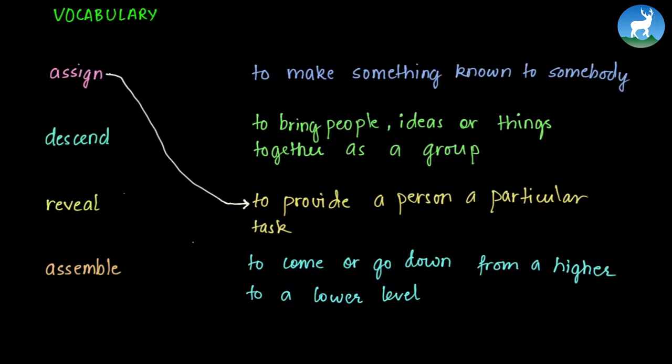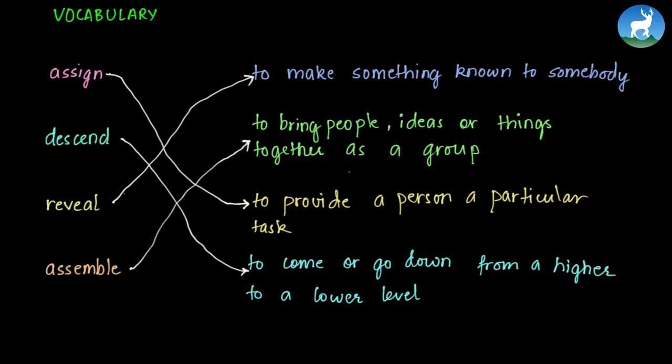Next we have descend. So descending means going downwards. So the meaning of descend is to come or go down from a higher to a lower level. Now to reveal means, he revealed the truth. That means he said the truth. So reveal means to make something known to somebody. So we match it. And finally assemble. We have morning assembly in our schools, right? So assemble means to bring people, ideas, or thought together as a group. So in this way, we're done with our first exercise.